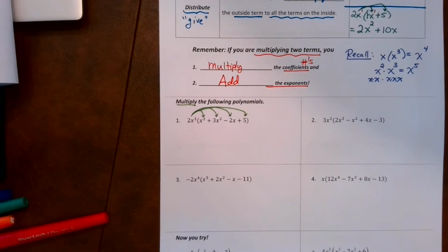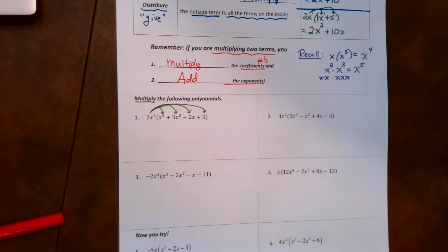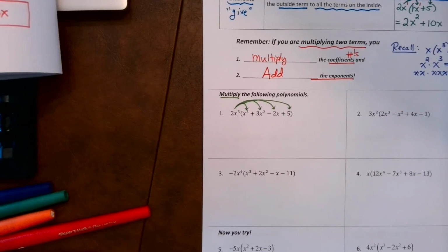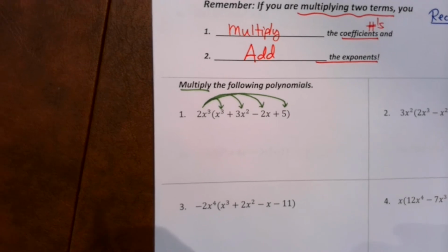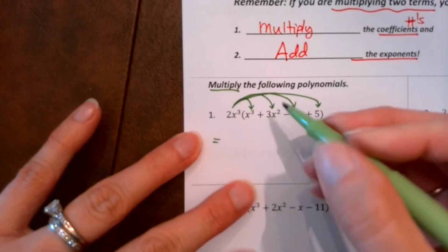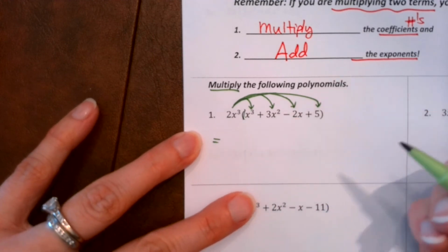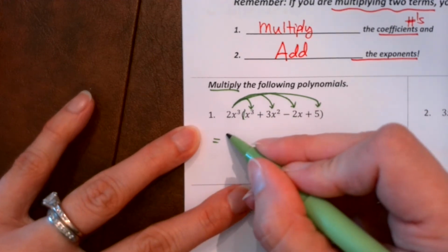When we do the multiplying, we have to make sure that everybody gets a 2 and an x cubed. So the number here is 1. Let's just do the numbers first. 2 times 1 makes 2.